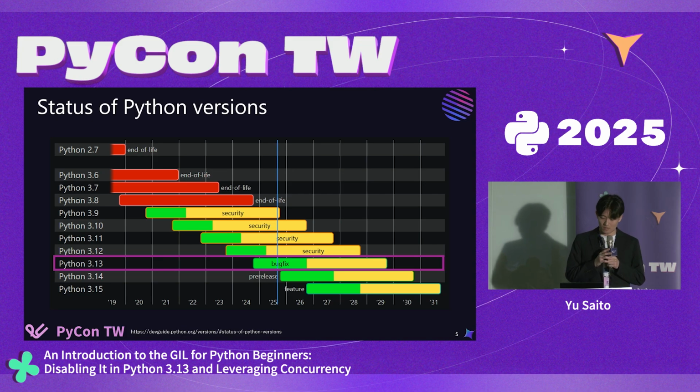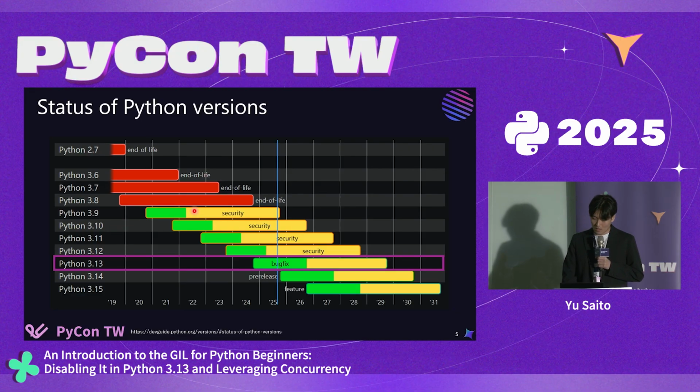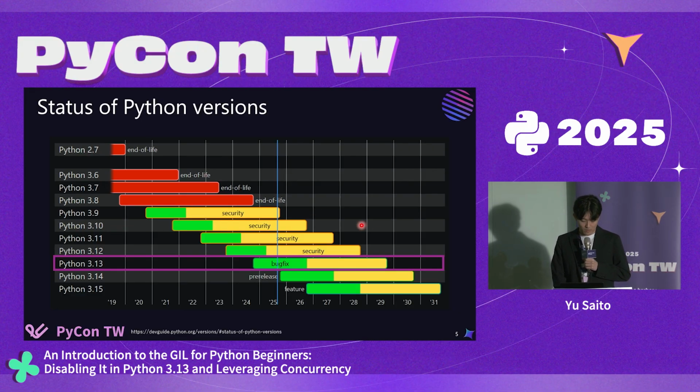This is the status of the Python versions. As you can see in the Gantt chart, as of today, Python 3.13 is the latest version. The version was released last October. The next version, Python 3.14, is currently in pre-release. So I will focus on Python 3.13 in this presentation.